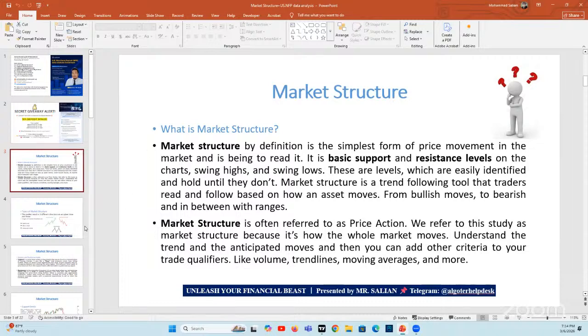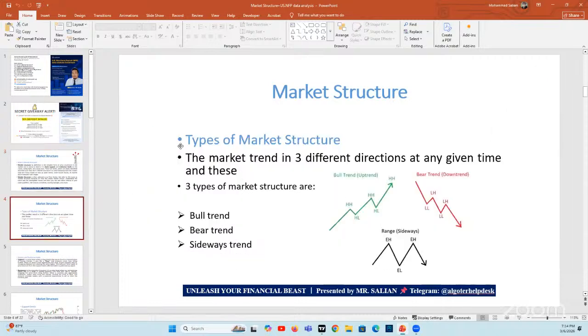So moving on, types of market structure. The market trends in three different directions at any given time. There's the bull trend, the bear trend, and the sideways. That's it. It's only going to the upside, to the downside, and in some cases, sideways. You know the sideways movement. It doesn't go anywhere.